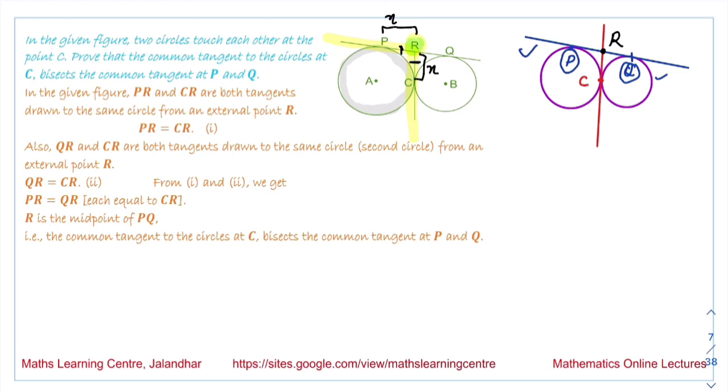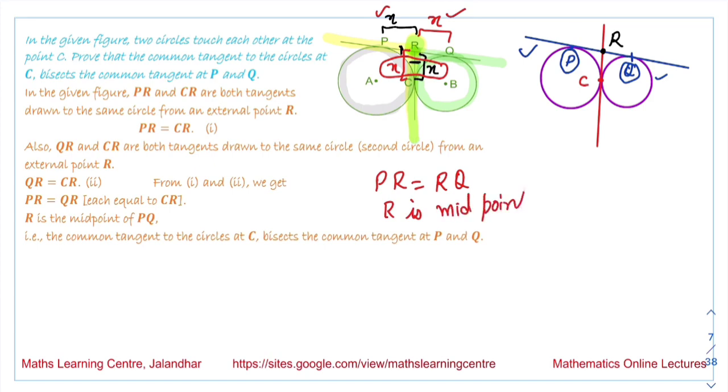Now again consider this point R, and there are two tangents RQ and RC corresponding to this second circle. Again we have the same result, that this length of RQ is x and this length of RC is x, because these two lengths will be equal. So both these lengths are equal. So we get that PR is equal to RQ, that is, R is midpoint of PQ, and this is what we have to prove.